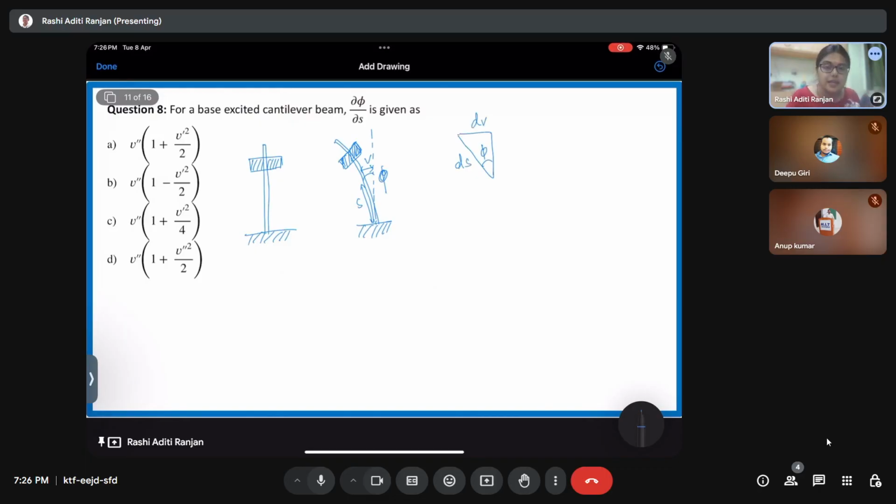Now for this angle, if I want to write sine phi, which is perpendicular by hypotenuse, I already know the value of perpendicular and hypotenuse. It is dv and ds. So sine of phi is going to be dv by ds, and we are calling it v dash. V dash is nothing but the differentiation of v with respect to s.